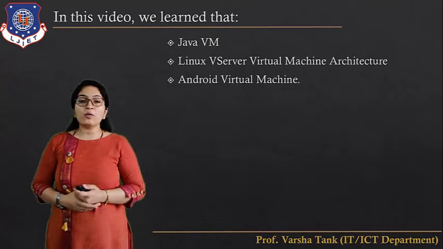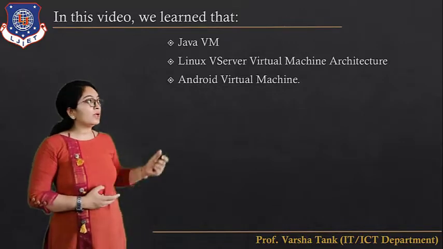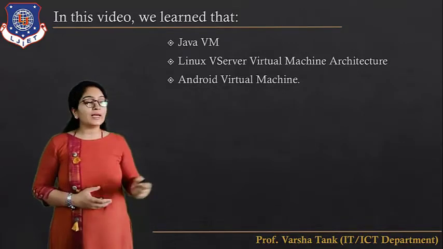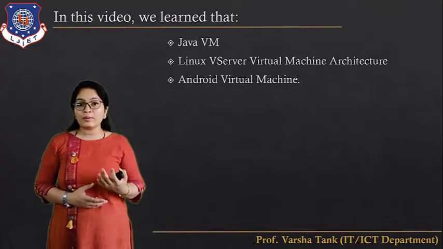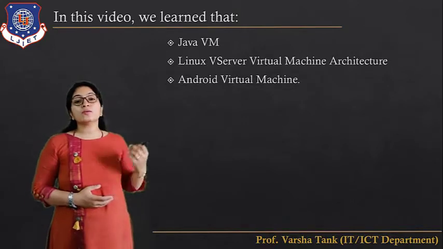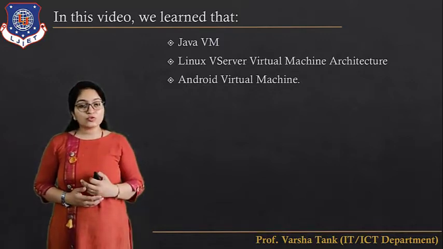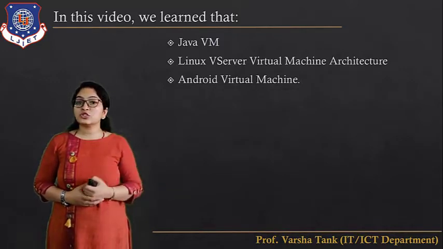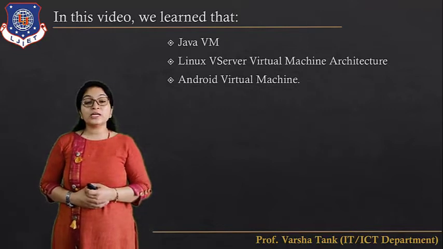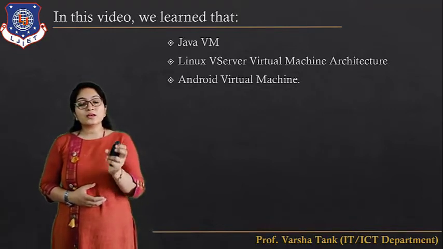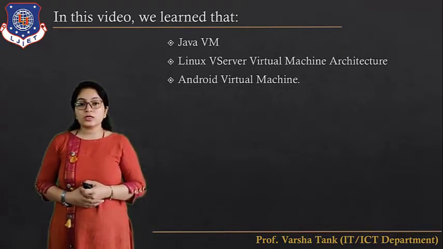So in this video, we have learned about the Java virtual machine, the Linux-VServer virtual machine architecture, and then the Android virtual machine. In the Java virtual machine, we have seen its architecture and its different components like ClassLoader, native libraries, etc. In Linux-VServer, we have seen the four functionalities that provide isolation like chroot, chcontext, capabilities, chbind, etc. And then we have seen the Android virtual machine. In the Android virtual machine, DVM is there, which provides the concept of the Dalvik virtual machine, and it is responsible for faster execution.